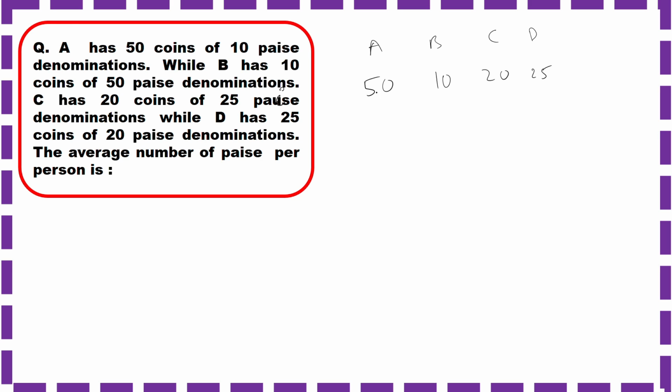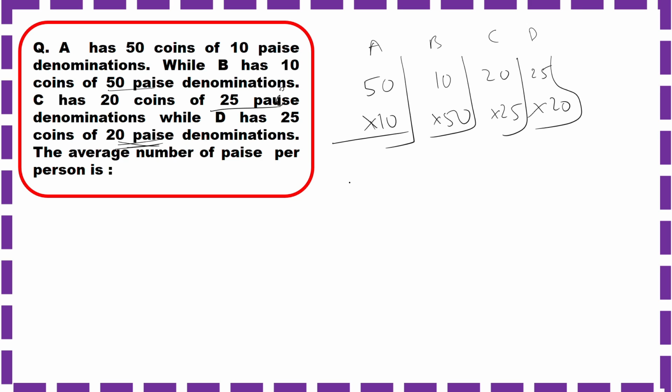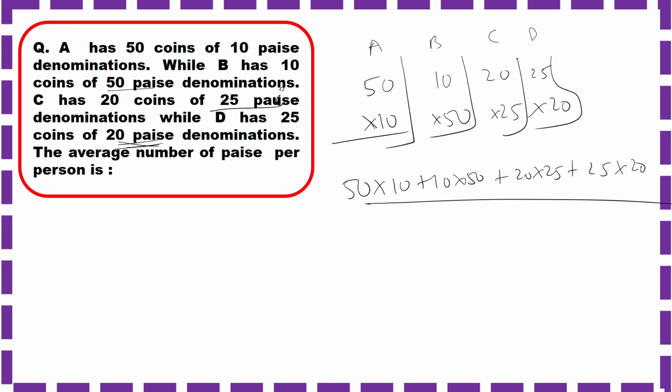What is the denomination here? A has 10 pies coins, so into 10. B has 50 pies coins, right? So into 50. C has 25 pies, so into 25, and D has 20 pies denomination, so into 20. So simply write like this: 50 into 10 plus 10 into 50 plus 20 into 25 plus 25 into 20. How many people are there? A, B, C, D. So 4 people. Divided by 4, so 500 after calculation. So what is 500? 500 is the average number of pies per person.